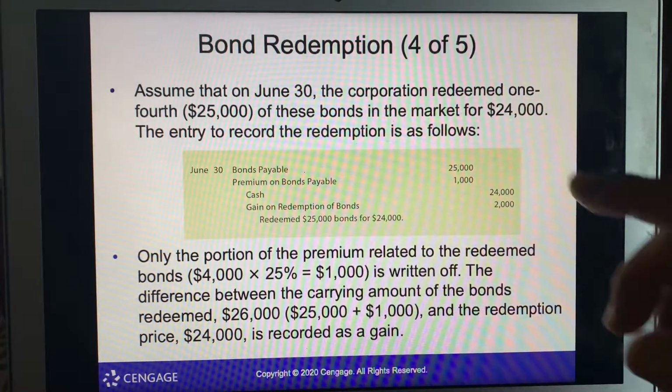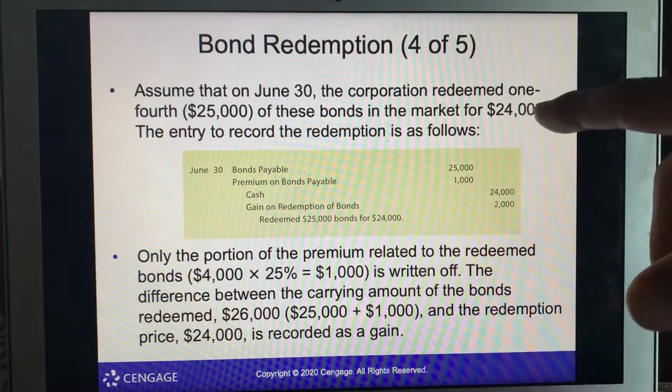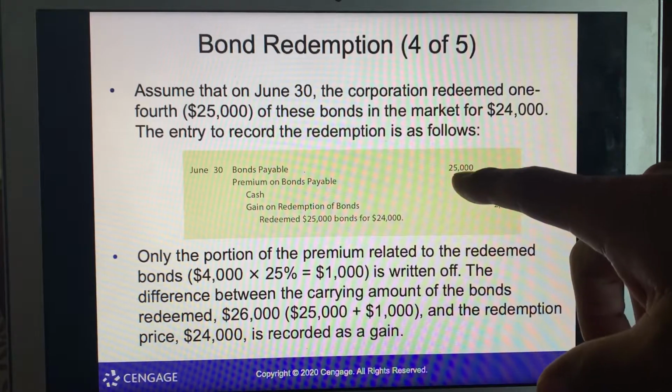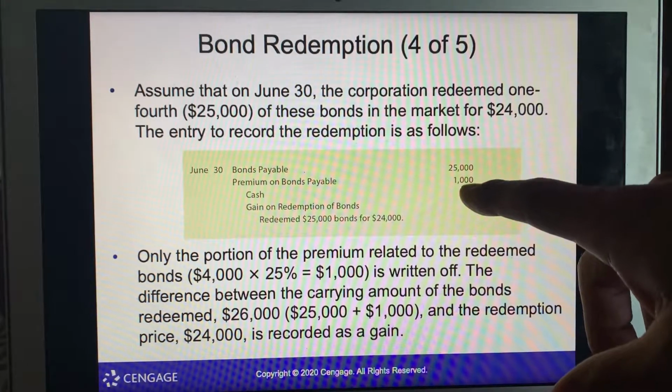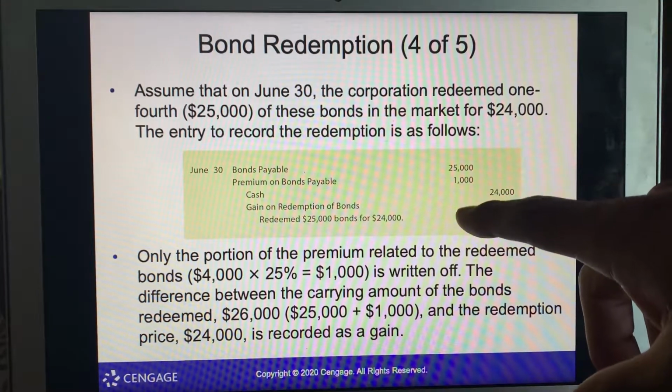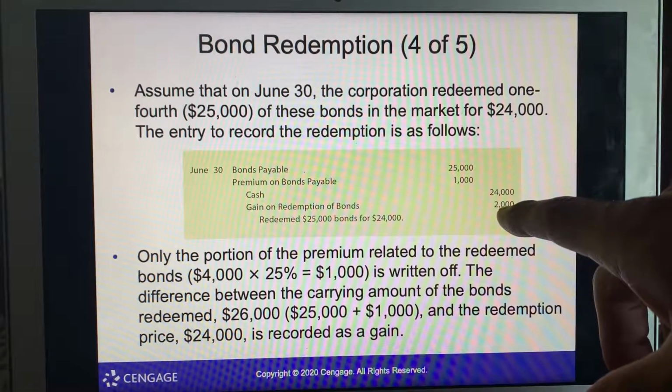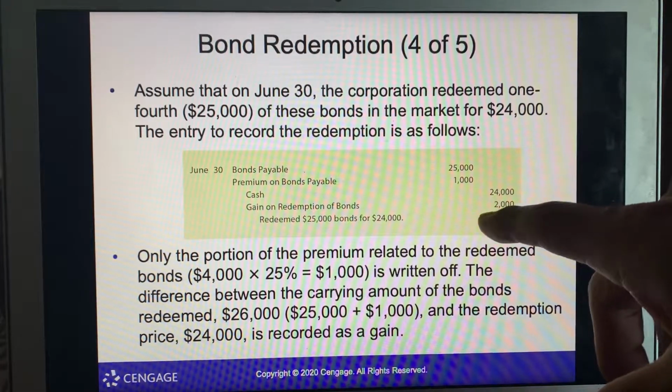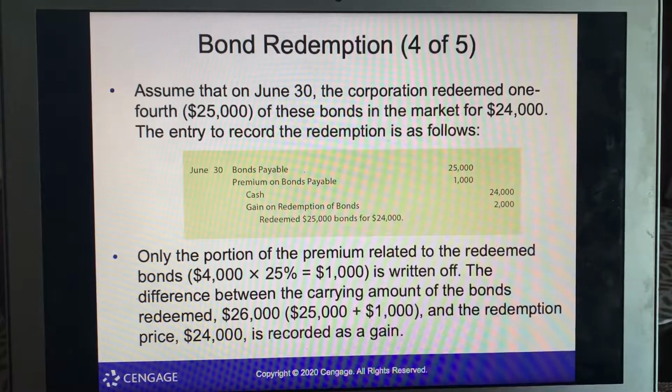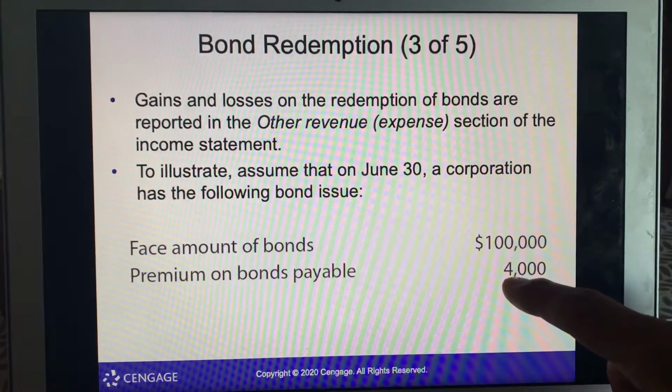So here's what this will look like. We'll do a bond payable of 25,000, bond premium of 1,000. So cash will be 24,000. Gain on redemption of bond will be 2,000. And the redemption is 25,000. Bond for 24,000. Now keep in mind we're basically going to do 1,000 off.